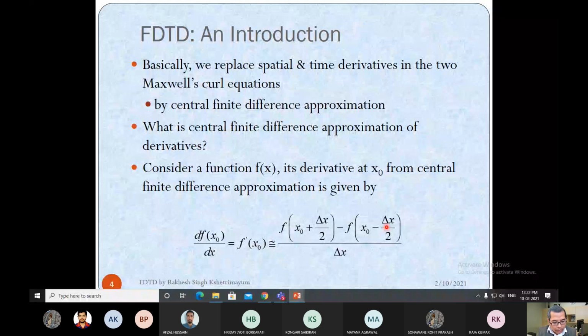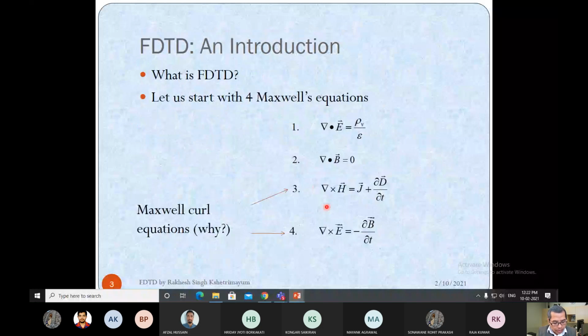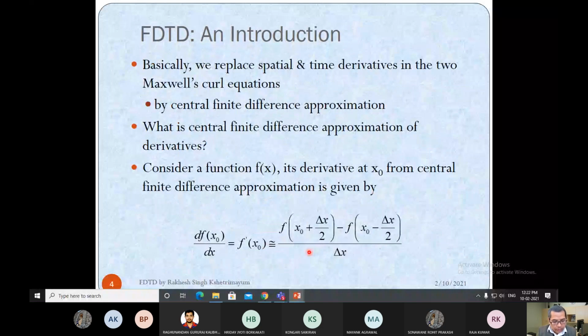So we have derivatives on the left hand side and also on the right hand side. The left hand side is a space derivative, and the right hand side is a time derivative. We can use this central finite difference approximation to find the derivative in both time and space.